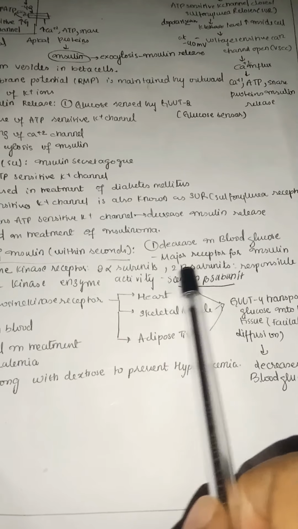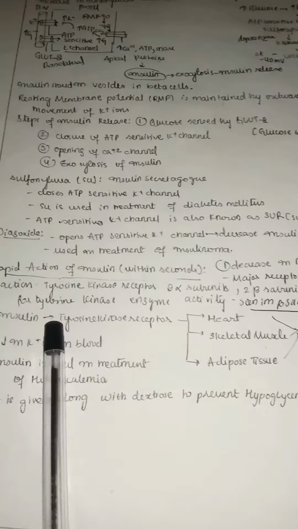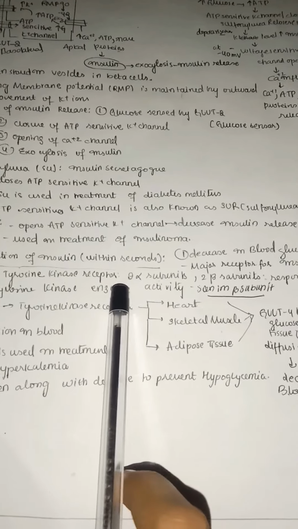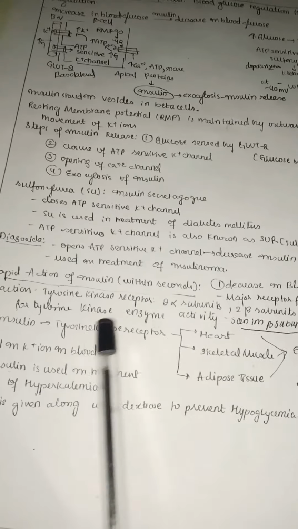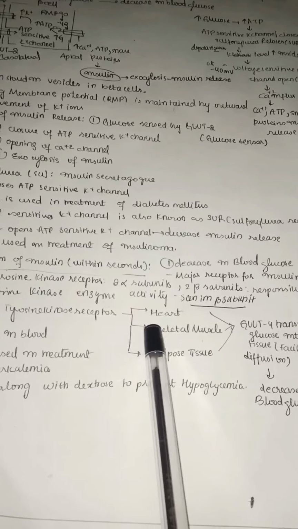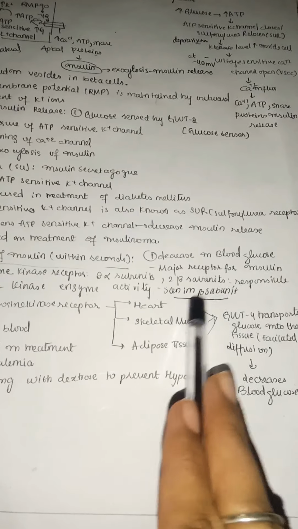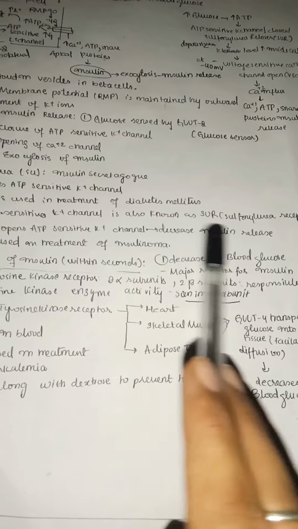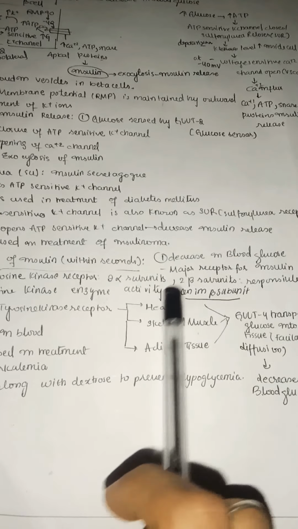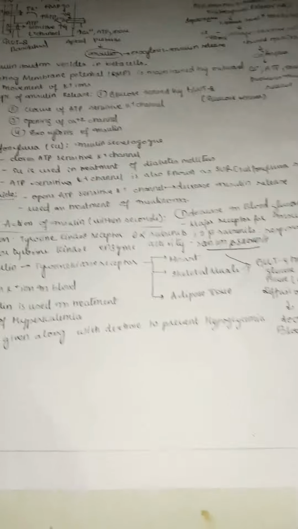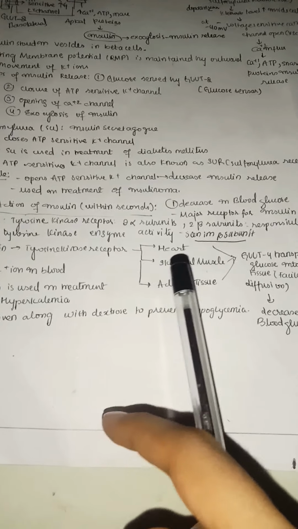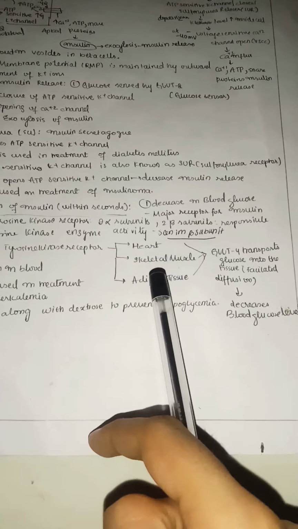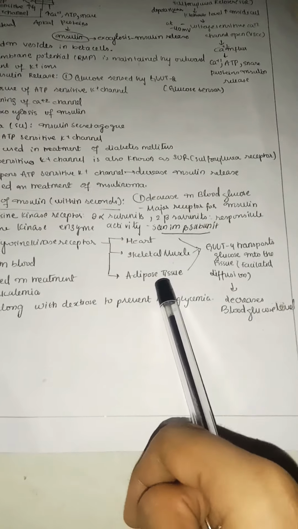Whenever there is an increase in blood glucose, the major receptor for insulin action is the tyrosine kinase receptor. It has 2 alpha subunits and 2 beta subunits, and the tyrosine kinase enzyme activity is mainly seen in the beta subunit. Insulin comes and binds to its tyrosine kinase receptor. Because of this, glucose is taken up mainly by GLUT4 receptors into heart cells, skeletal muscle cells, and adipose tissue cells.